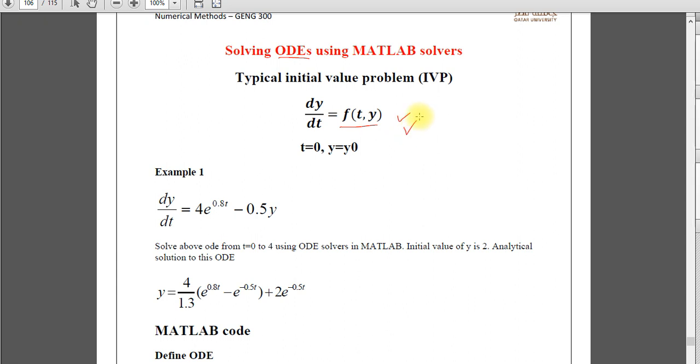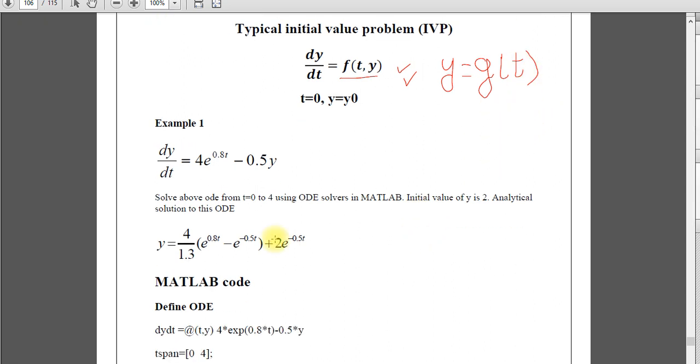If you remember in calculus, if you solve the differential equation analytically, an analytical solution gives you y as a function of t, as an equation. So if dy dt is f of t, y, then you get another function of t. That's an analytical solution. For example, we will cover this example here.